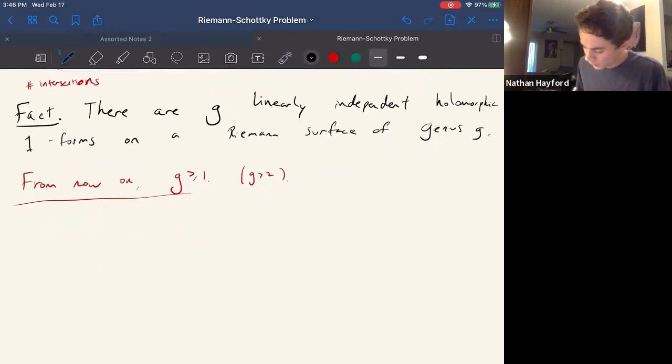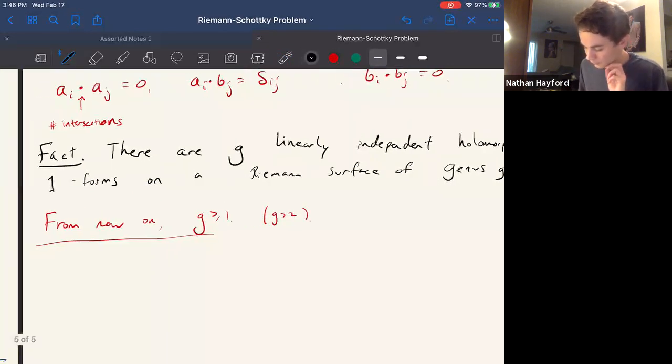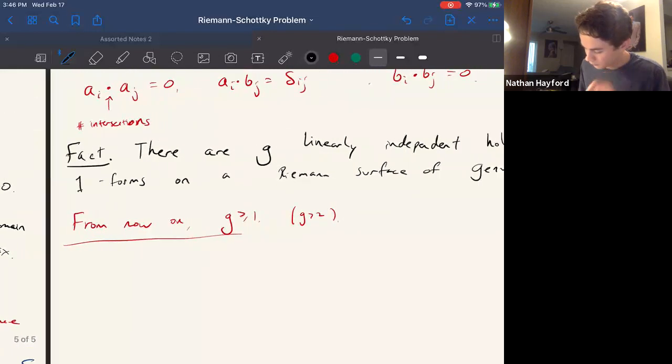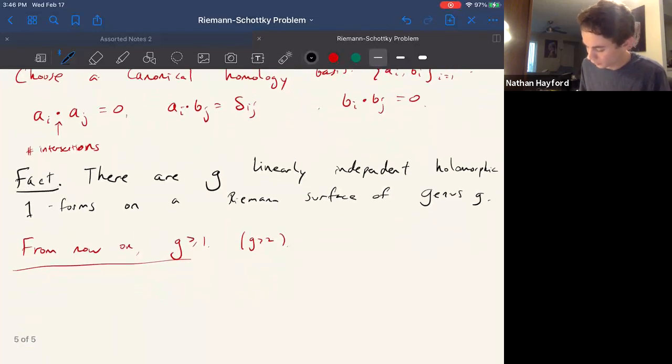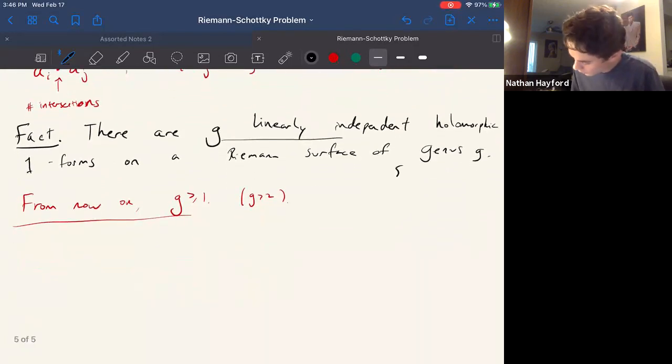Right. So just like we had a canonical normalization for the cycles up here, there is a canonical normalization for these linearly independent holomorphic one forms, which I'll denote, like I did before, by the A_j's.